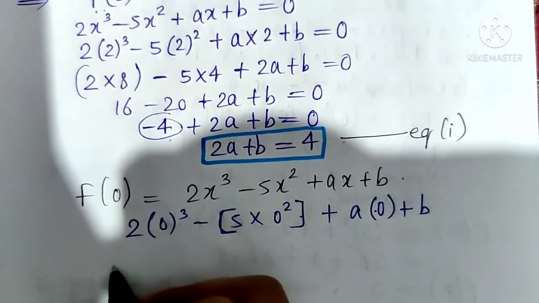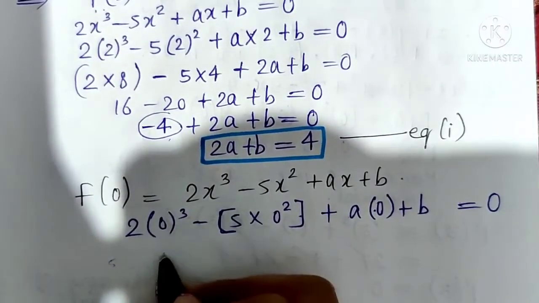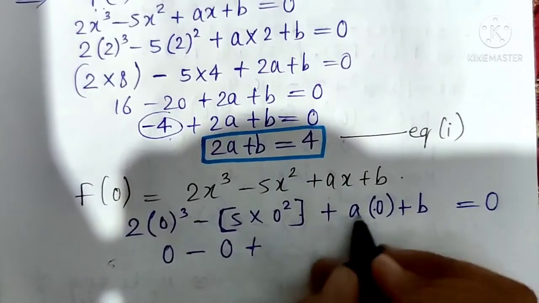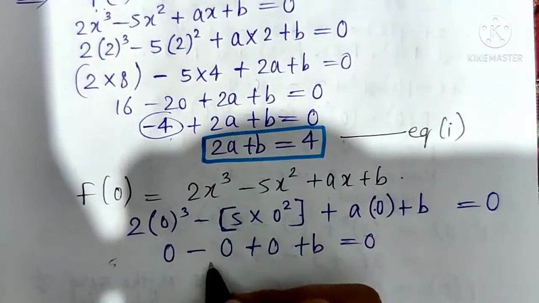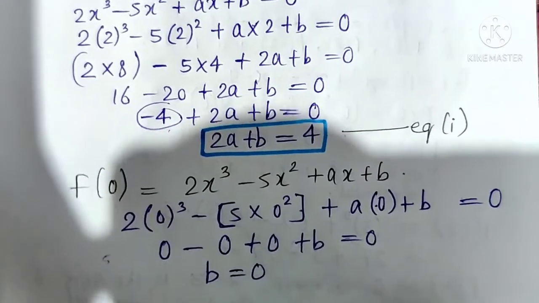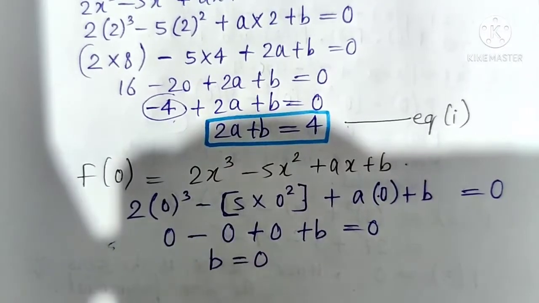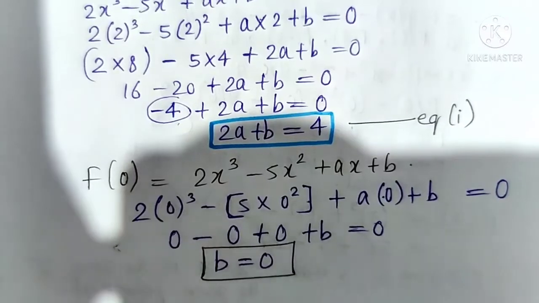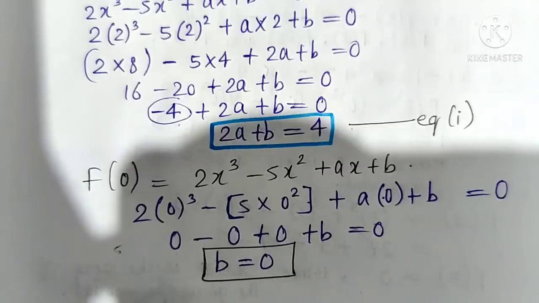So what will come, just check here. Let this equal 0. 2 into 0 is 0 only, minus 5 into 0 is 0 only, plus a into 0 is 0 only, plus b equals 0. So here b equals 0. This value came, b equals 0, so we have found the value of b. But we have to find the value of both a and b, and we found only b. So how do we find the value of a?